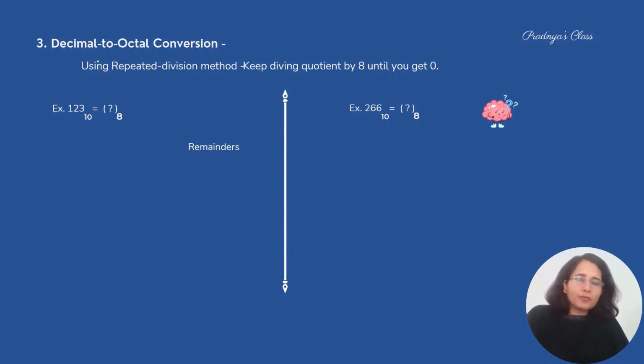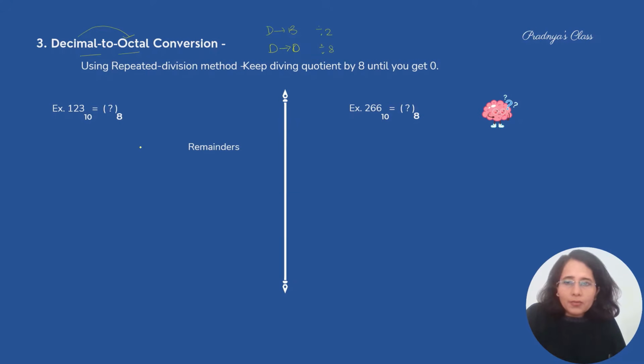We studied 2 types of conversion. Now this is the third type, that is decimal to octal. We have to convert from decimal to octal. We already studied how to convert from decimal to binary by repeatedly dividing by 2. Now we have to convert from decimal number system to octal number system. So we have to keep dividing by 8.